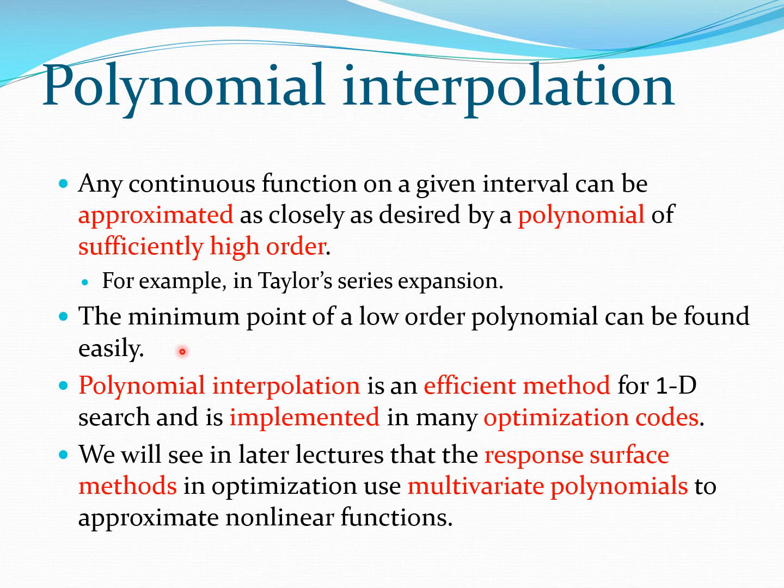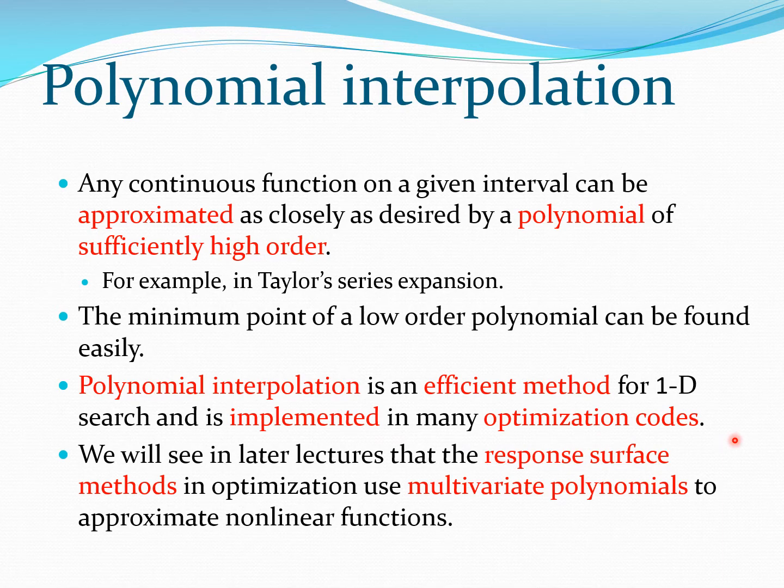So therefore, what you could do is you could find the minimum point of this polynomial, and this minimum point of this polynomial, if the approximation is good, is going to be very close to the minimum point of the actual continuous function. Now, this polynomial interpolation method is an efficient method for one-dimensional search. And this is also implemented in many optimization codes.